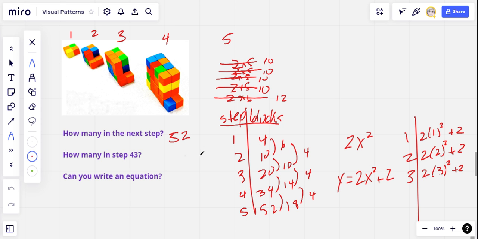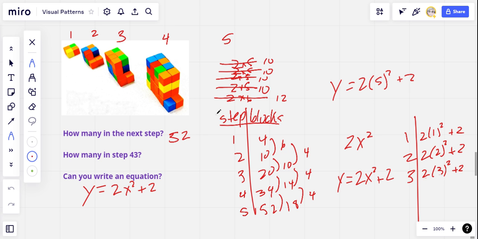Let's just see if it checks out with step 5. So that would be y equals 2 times 5 squared plus 2. 5 squared is 25, times 2 is 50, plus 2 is 52. That was our prediction. Okay, so we've got a good equation. Y equals 2x squared plus 2.